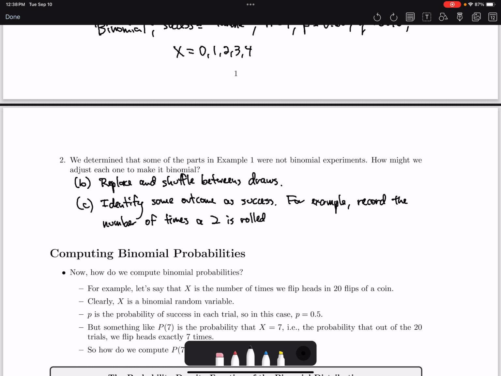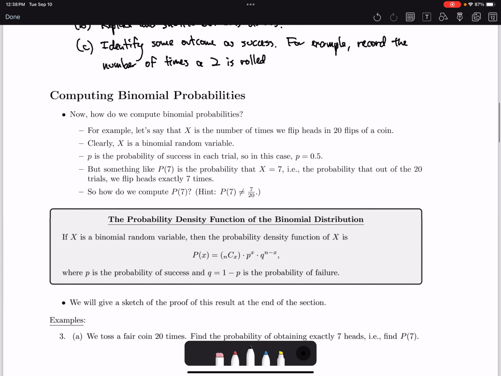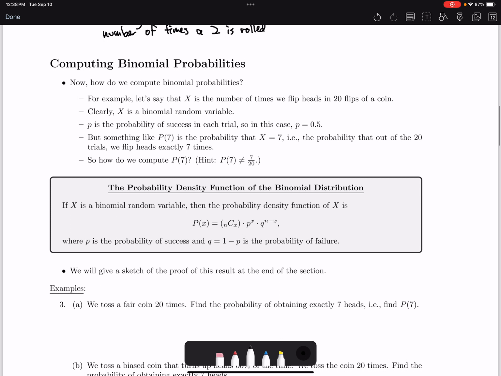So if you can identify that a distribution is binomial specifically, then we can do a lot with that information. We can calculate probabilities. We can calculate the mean and the standard deviation of the distribution a lot more easily than we could in the previous section. So let's go through all of that. Let's talk about computing binomial probabilities.